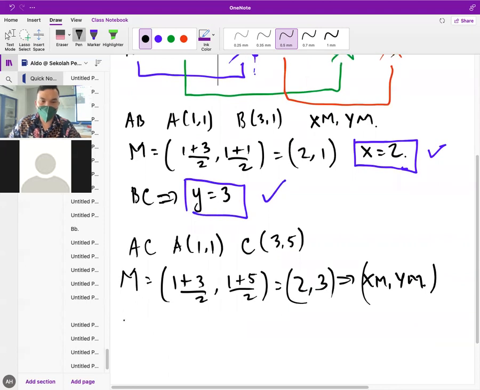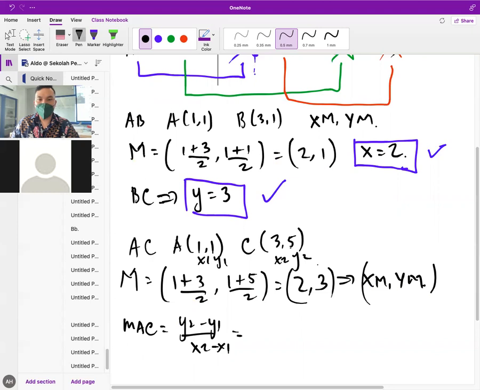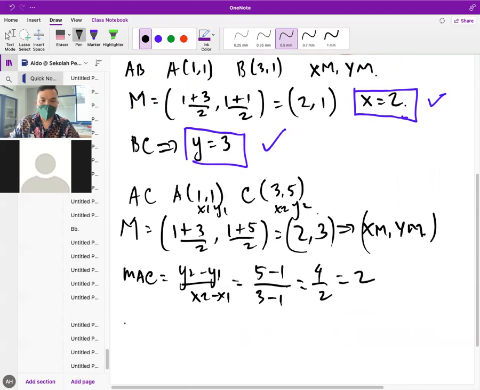And then after that, we need to find the perpendicular. The gradient is equal to y2 minus y1 over x2 minus x1. So in our context, this is x1, y1, this is x2, y2. Then it is 5 minus 1 over 3 minus 1, so about 4 over 2, so equal to 2. Therefore, the gradient of the perpendicular bisector of AC is equal to minus 1 over m_AC, minus 1 over 2, or minus a half.